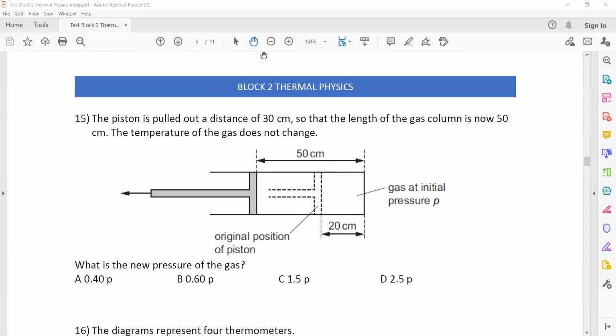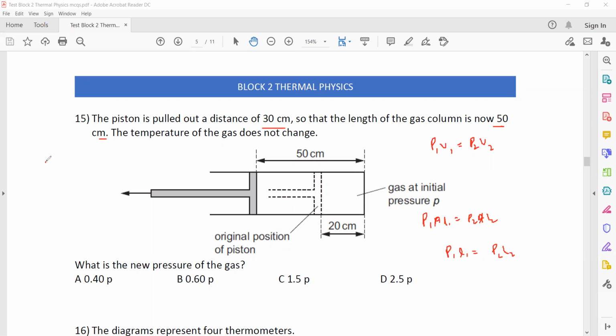The piston is pulled out a distance of 30 centimeters so that the length of the gas column is now 50 centimeters. The temperature does not change. So again, we'll use the formula P1 V1 equals P2 V2. But here the volume is not given, the lengths are given. But as you can see, the area is constant. So I can say P1 area into L1 is equal to P2 area into L2. Area will cancel with area. So basically, if lengths are given and area remains constant, we can also use this formula P1 L1 equals P2 L2. That does not make a difference.